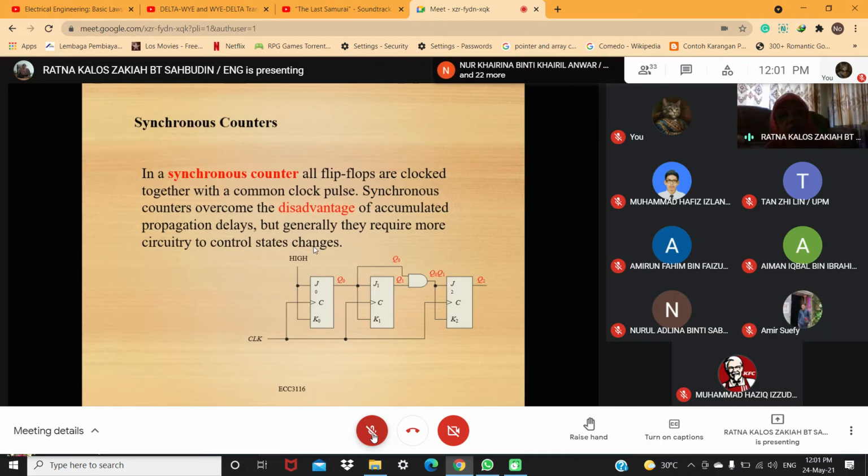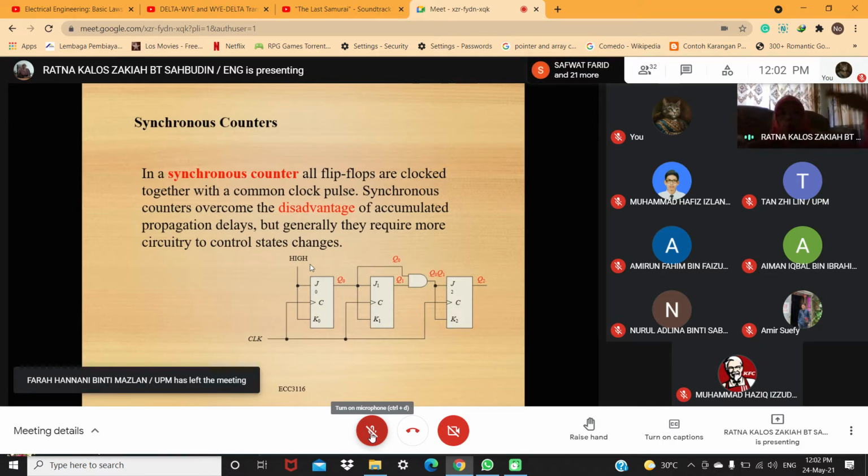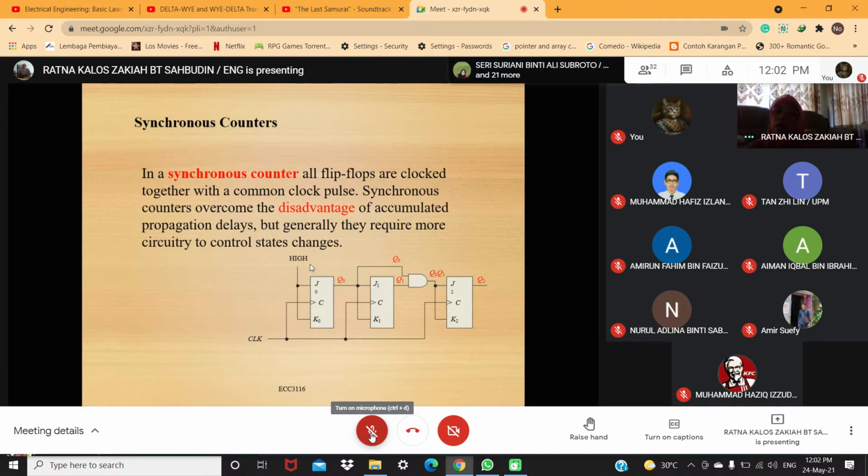But the disadvantage, it requires more circuitry to control state changes. Of course, when you have an advantage, there is always a disadvantage. Okay, it's like a win-win situation. If you want to get this better, you have to consider this disadvantage. If you want to improve this, you will have some disadvantage over here.